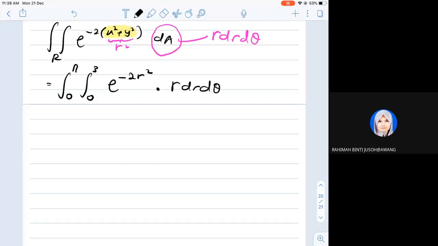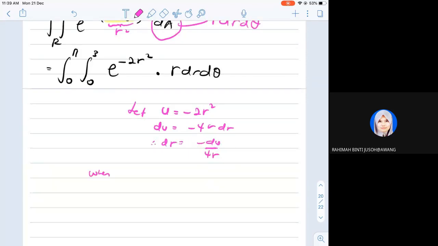Okay, now let us proceed. How do we integrate this? Any idea, guys? Come on, my students. How do we integrate this? Again, you have to make a substitution. We let u equals to negative 2r squared. Okay, so differentiate u, we will get negative 4r dr. Okay, therefore dr equals to negative du over 4r, like that.